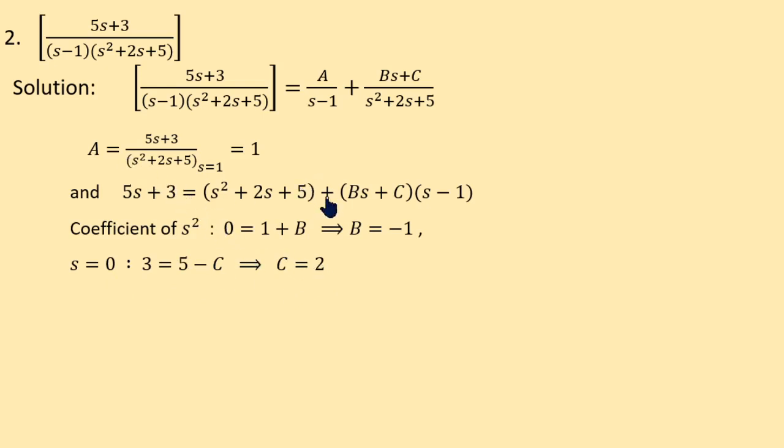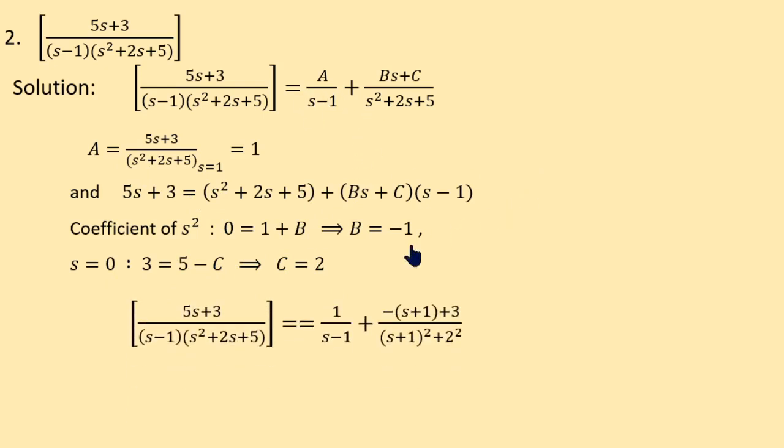Now after finding a value, b value and c value, now to find the inverse Laplace transform, write this as 1 by (s minus 1) plus, here a is 1, 1 by (s minus 1), and this denominator s square plus 2s plus 5 can be written as (s plus 1) whole square plus 2 square. See this, take the half of the coefficient of s, that means 2 by 2 is 1. So (s plus 1) whole square. So s square plus 2s plus 1. The remaining term is 4. Here 5 is there.